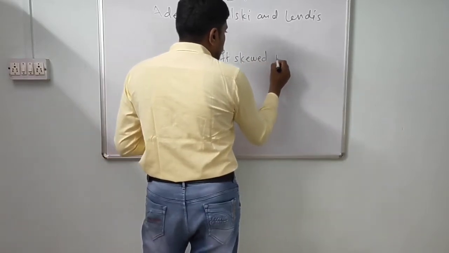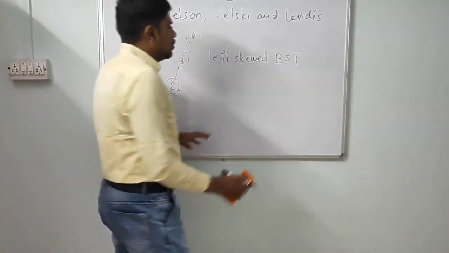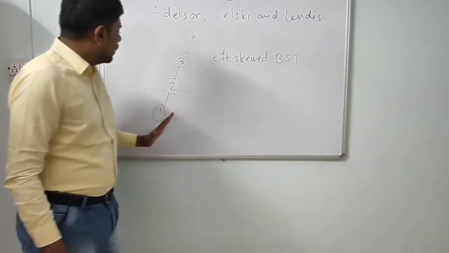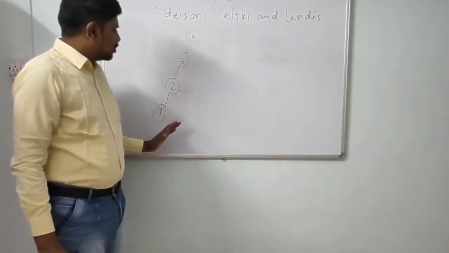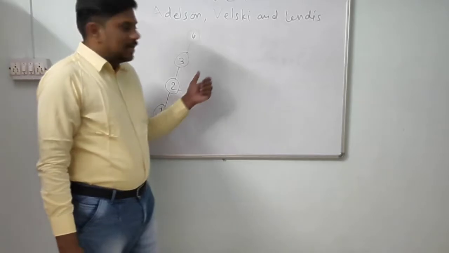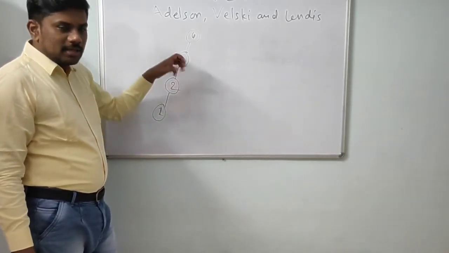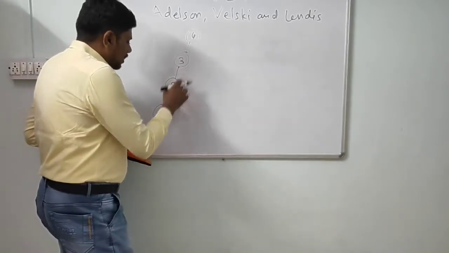Left skewed binary search tree. This is also a left skewed binary search tree or binary tree. Okay, so this is a binary search tree. Now this type of tree is called a left skewed tree because it is growing to the left side only.